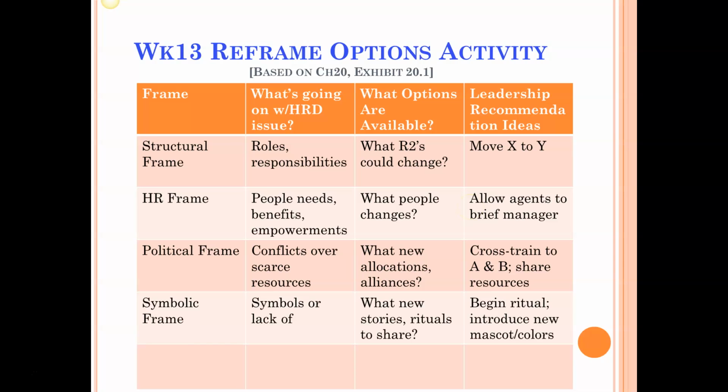So here's what we're going to do: create this chart, and that's going to be what we'll talk about in the forum. I can't wait to see yours.